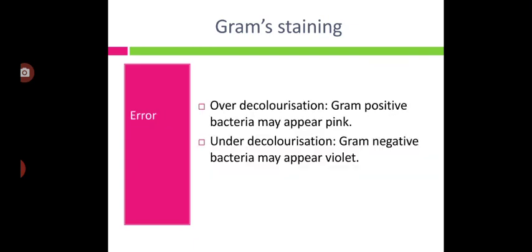And then the errors that can occur during the procedure are mainly in the decolorization step, which is very crucial. If you have over-decolorization, gram-positive bacteria may appear pink in color, and if you have not decolorized your smear well, then gram-negative bacteria may appear violet in color.